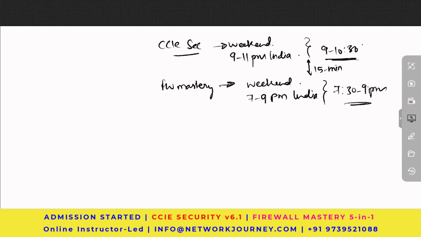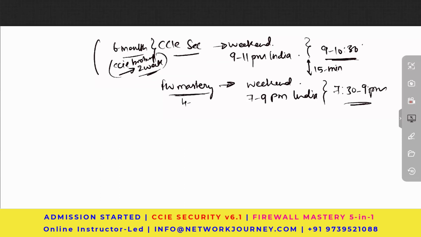And the duration for CCIE security, how many days? CCIE security will take 6 months from my end. Then I will do a CCIE boot camp. This would be a quick one of about 2 weeks, and then it depends on how the students practice and when they book the exam. Firewall mastery is also almost 6 months.